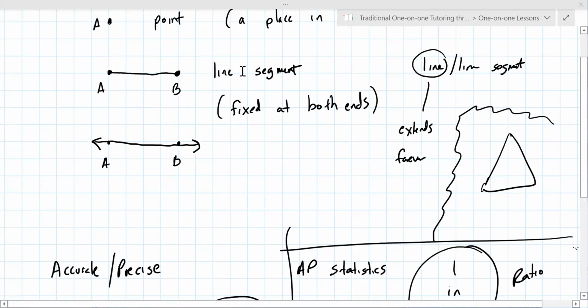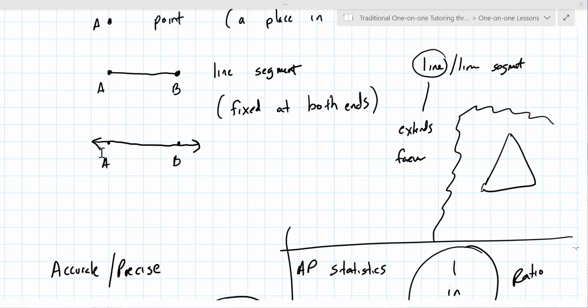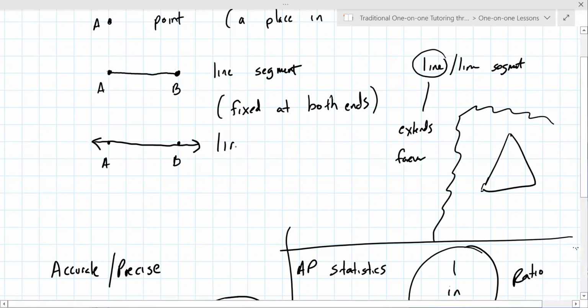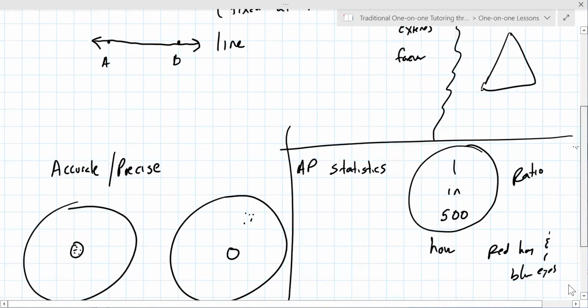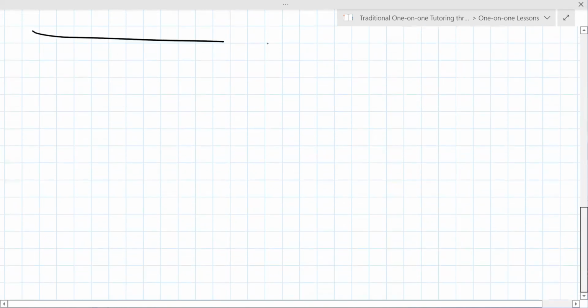Like it's a line segment, and this is a line. You have to be prepared to talk about them. You have to use the correct language when you're talking about them. So if you mean something that extends forever in both directions, that's a line. Now, in terms of how these are labeled, let me jump into that here.